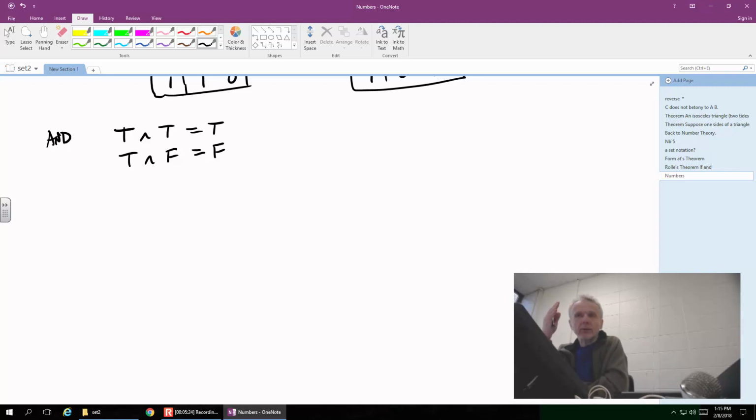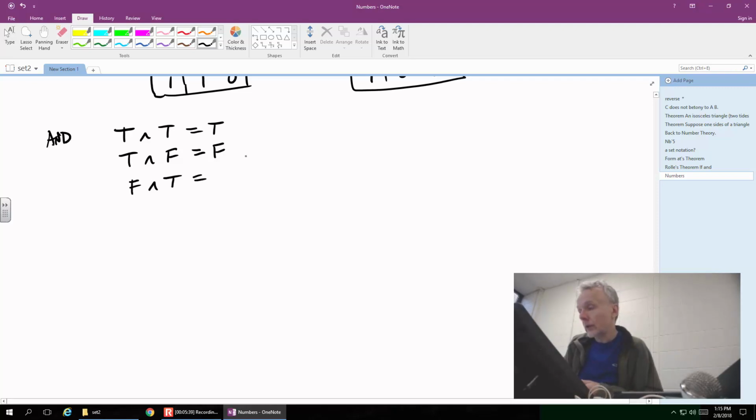But remember, if you have conditions of your theorem, then all of them have to be satisfied in order to go on and draw the conclusion. So yes, indeed, you cannot have true and false will be false. False and true is once again false. False and false is still false.